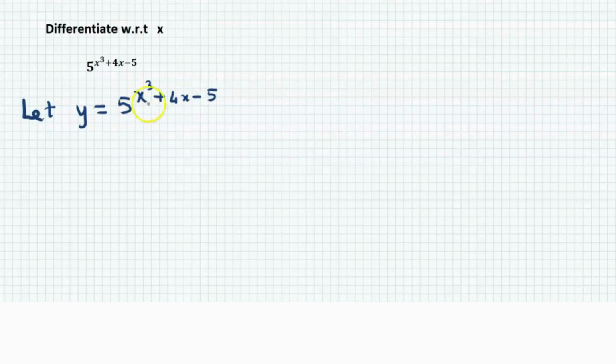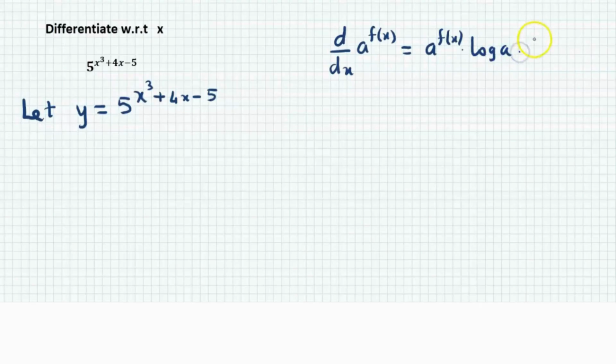Now this is of the form a raised to x, but instead of x we have f(x), and we know that derivative of a raised to f(x) is given by a raised to f(x) into log a into derivative of f(x). So x cubed plus 4x minus 5 is our f(x).